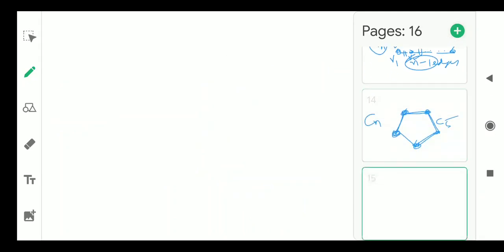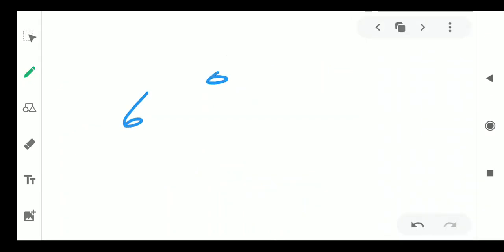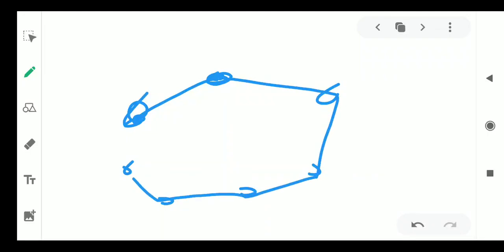One more example, say, here how many vertices? 7 vertices. Move from one vertex, reach the second vertex, go on like this, coming back to this. So it's a closed walk. As it contains 7, this is the notation for C7. So C7 is a cycle of length 7, having 7 vertices and 7 edges.